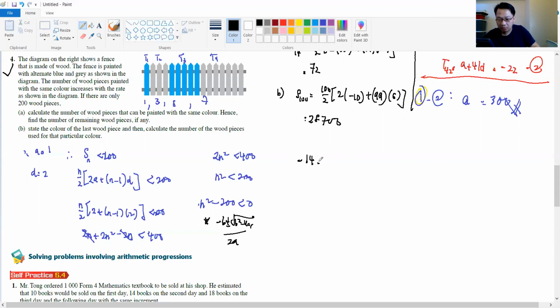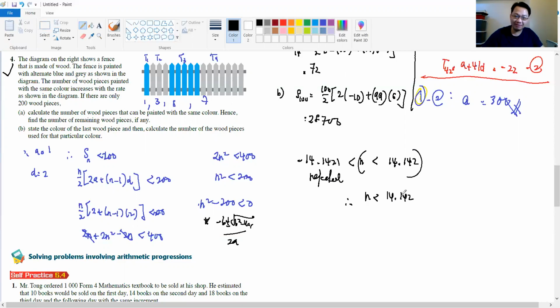Okay, you are supposed to get two answers here, negative 14.1421 and positive 14.142 something. Okay, so since this is a couple, n will be located in between them. So guys, I told you n cannot be negative, so you must reject this value. So we just consider this one. So therefore, n must be less than 14.142. I told you n also cannot be a decimal, right? So round down this number, n should be equal to 14.